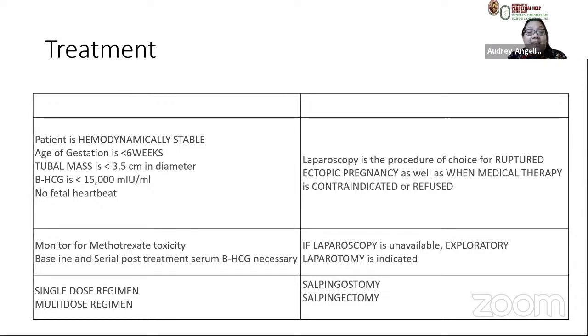On the other hand, if it does not fulfill these criteria, your procedure of choice would be your laparoscopy, especially for ruptured ectopic pregnancies. And of course, when your medical therapy is contraindicated or if your patient refuses your medical management. So for medical management, we use methotrexate.